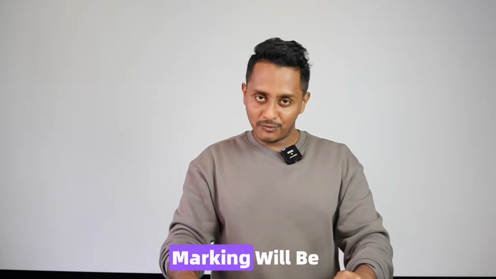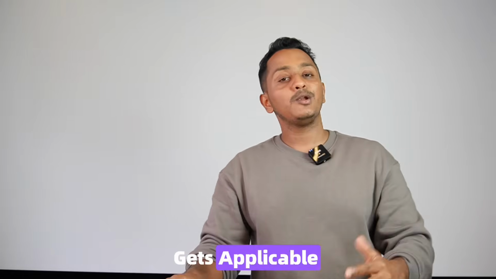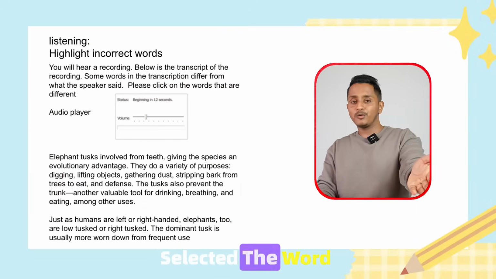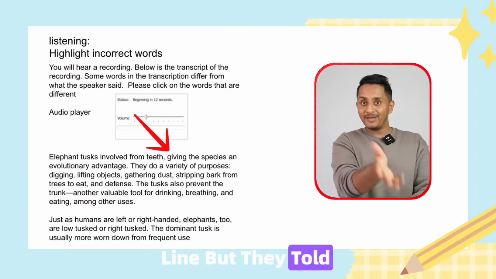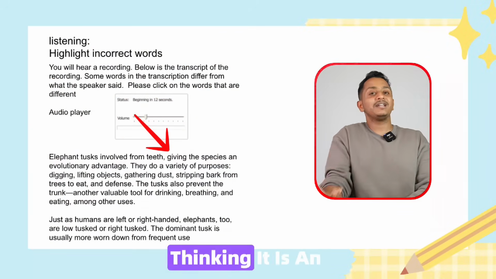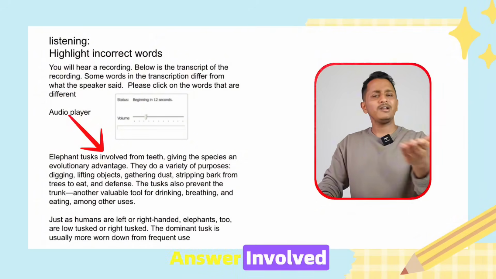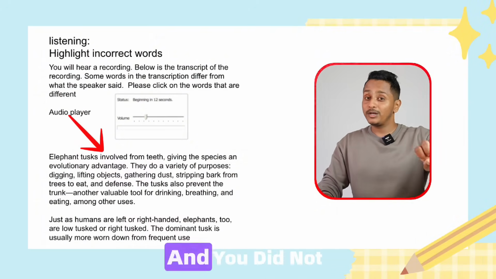But here negative marking will be counted. Negative marking gets applicable only when you select something which is not an incorrect word. Let's say you selected the word giving in the first line, but they told giving only, and you selected giving thinking it is an incorrect word, there you get -1. But let's say there's a correct answer, involved, they told evolved, that's different, and you did not select.